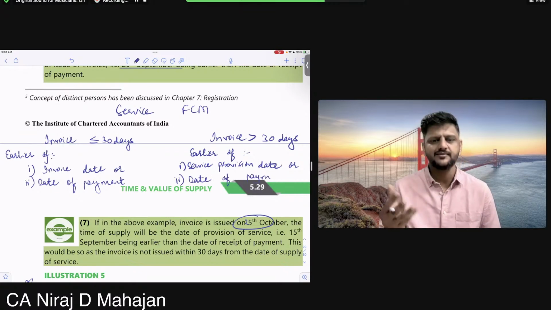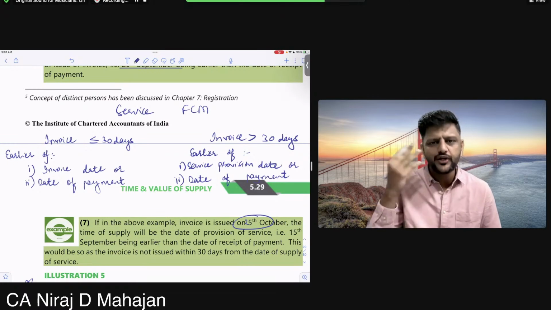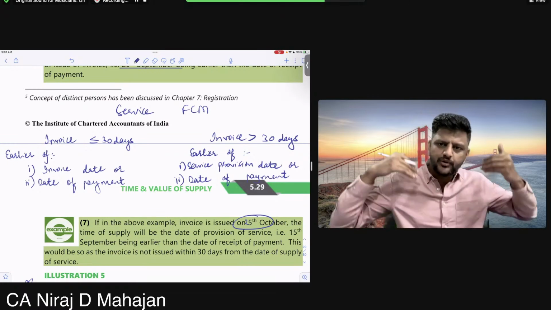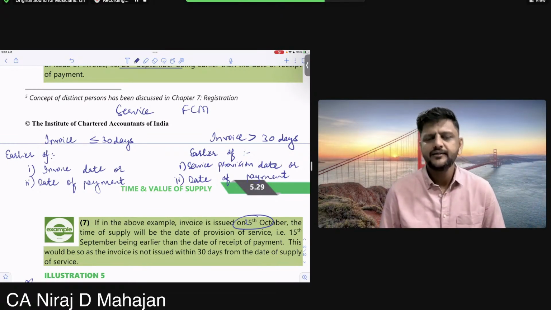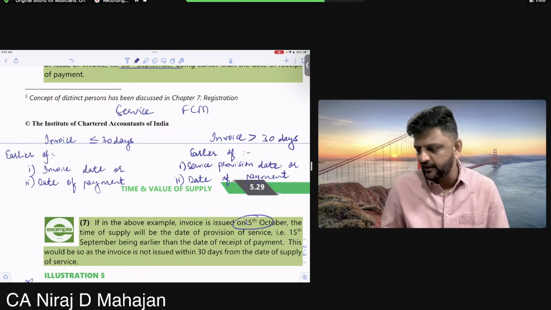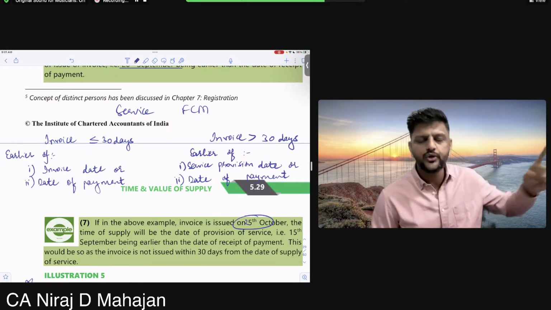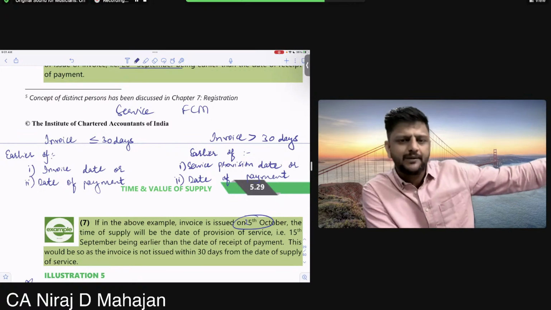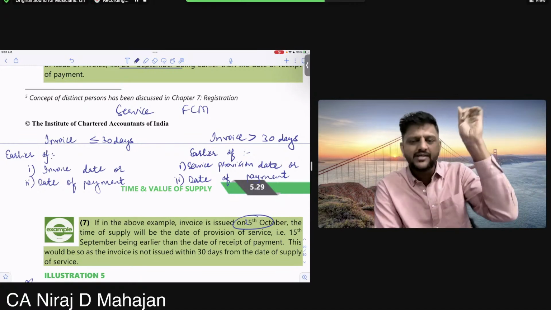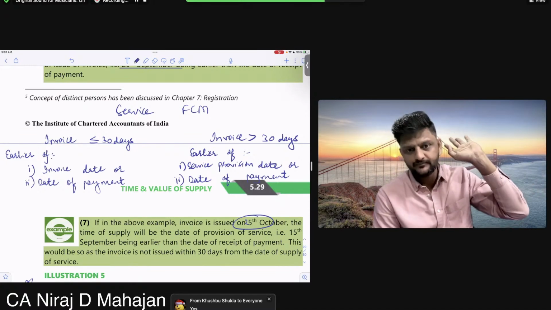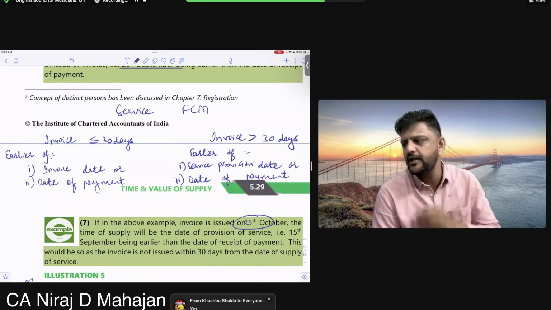So in any case, whether you issue the invoice within the due date or you don't, my date of payment will always be there. That means for service we check the date of payment. I told you, for forward charge mechanism, for goods we don't check payment, but for service we check. That means the advance will be taxable, definitely taxable immediately.